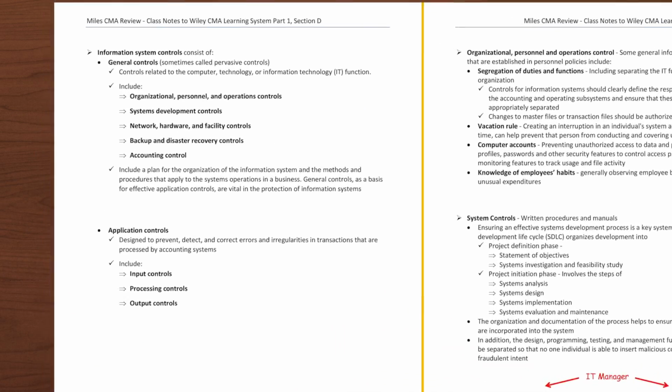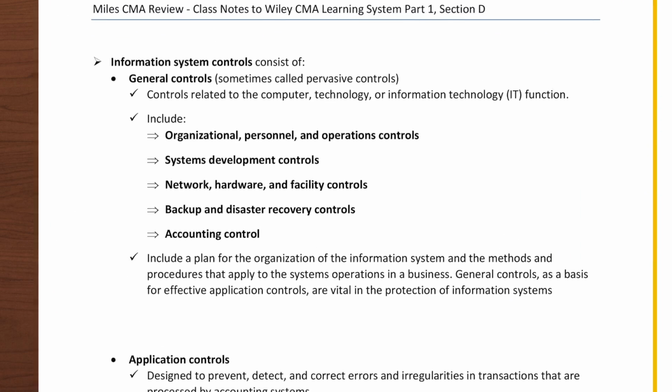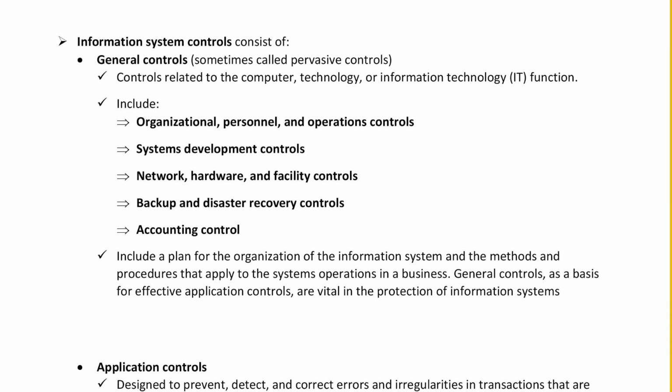Look at page 28. So the information system controls consist of, put a box around, general controls. These are controls related to the computer, technology or the IT function. They include organizational, personnel and operations controls, system development controls, network, hardware and facility controls, backup and disaster recovery controls. They also include accounting controls.